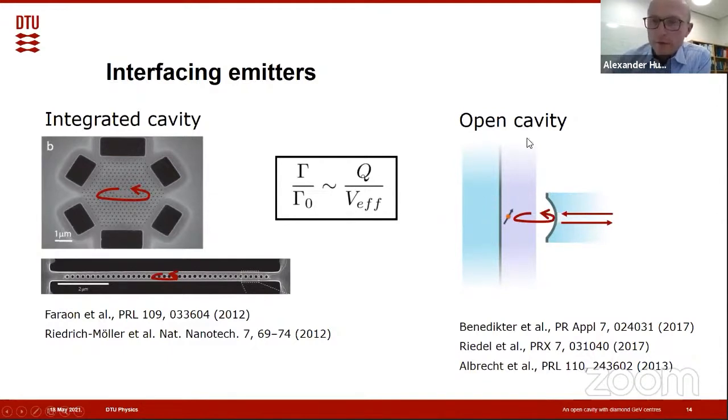Now, the advantage here is that I do not only build a cavity for just one emitter, but I can locate different emitters in the environment, select the emitter which has the needed properties, and then address it in the most efficient manner. On the other side, the challenge with the open cavity is that because it is not monolithic, I'm very prone to fluctuations. So stabilizing the cavity within the linewidth or within the finesse is a technical challenge which has to be addressed.